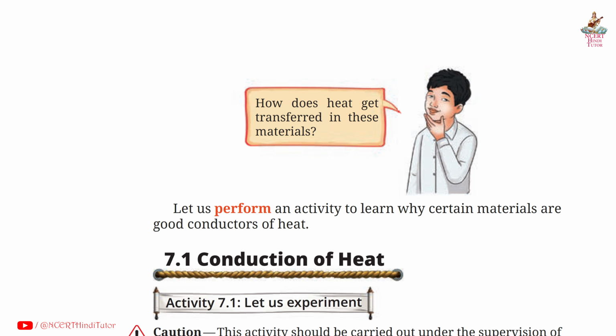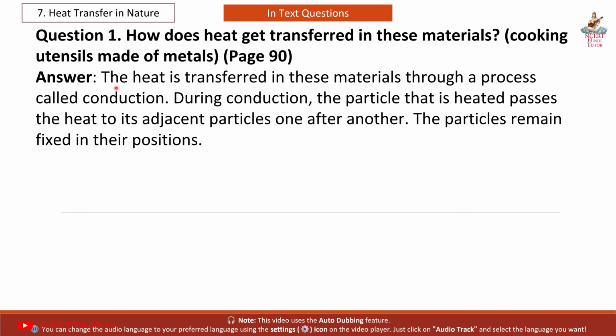Page 90. How does heat get transferred in these materials? Answer: The heat is transferred in these materials through a process called conduction. During conduction, the particle that is heated passes the heat to its adjacent particles one after another. The particles remain fixed in their positions.